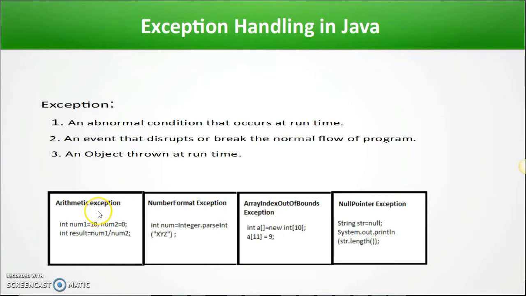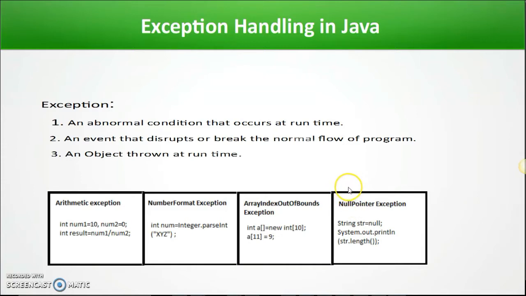In arithmetic exception, for example, at runtime you try to divide a particular number by 0, so you will get an arithmetic exception. If you try to convert an alphabetic value to numeric, you will get a number format exception. If you try to go beyond the array index, you will get the array index out of bound exception. Similarly, if you have a null value for a string and try to get its length, it will return a null pointer exception. All these are examples of exceptions.